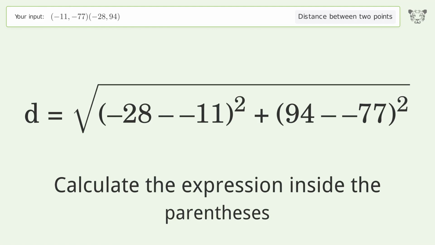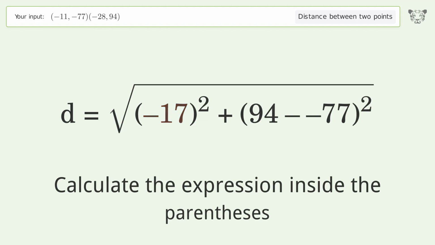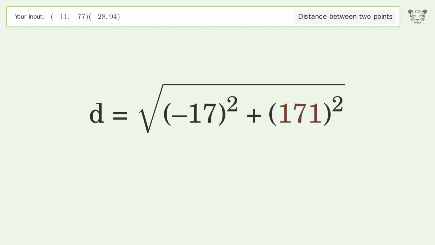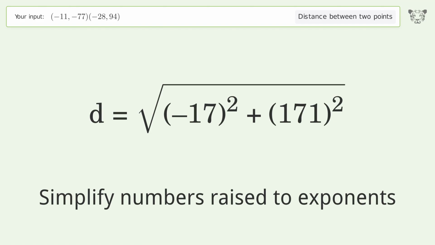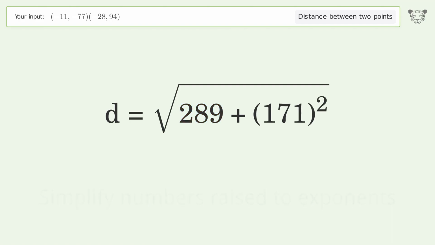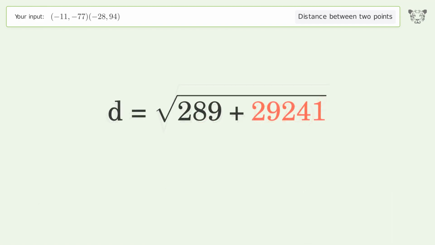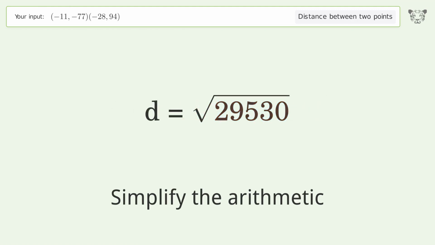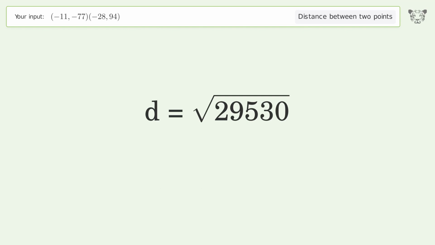Calculate the expression inside the parentheses. Simplify numbers raised to exponents. Simplify the arithmetic. And so the distance between the 2 points is the square root of 29,530, or 171.843.